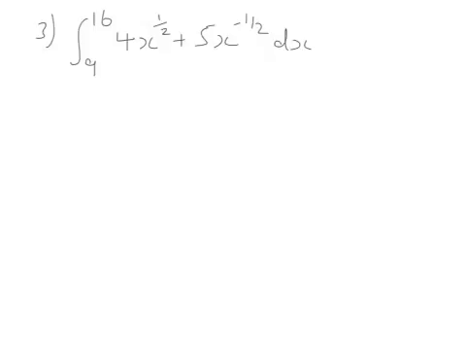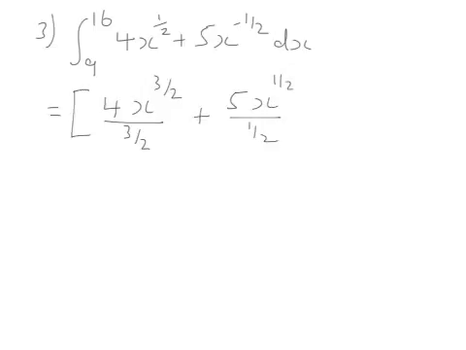Question 3 is a fairly straightforward integration. So we've got 4x to the 1/2, which must have come from x to the 3/2, so I need to divide by 3/2. And then I've got 5. That must be x to the power 1/2, so divide by 1/2, and that's from 9 to 16. So let's put in 16.